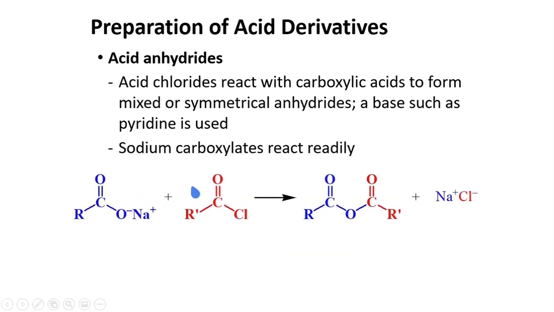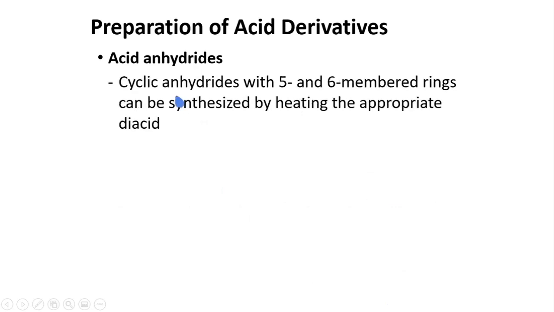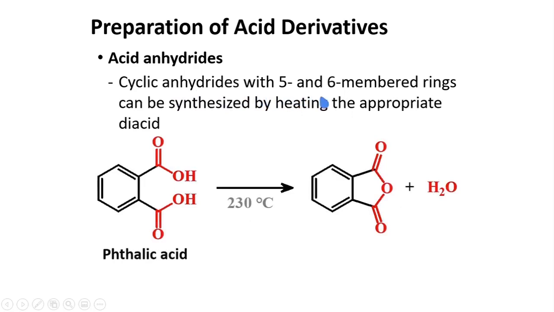Sodium carboxylates react readily with acyl chlorides to form acid anhydrides. Consequently, they can be used to react with nucleophiles such as alcohols or amines to form esters or amides. Cyclic anhydrides with 5 and 6 membered rings can be synthesized by heating the appropriate diacid. This is an appropriate diacid called phthalic acid. Heating this up will give you phthalic anhydride at 100% yield. This is a cyclic anhydride.